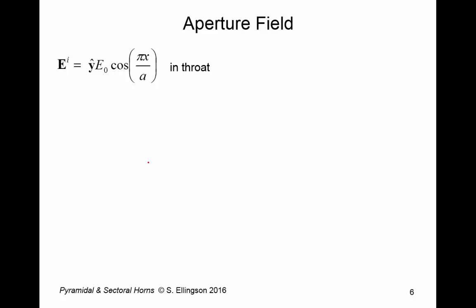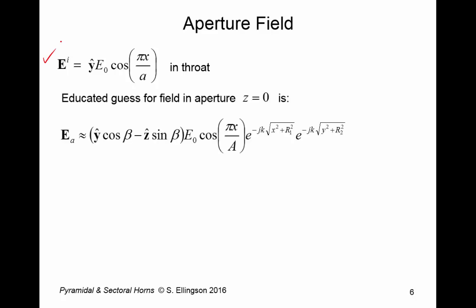So first we want the aperture field. This is the expression I just wrote down for the TE01 mode in the waveguide. An educated guess for the aperture field, that is the field at z equals 0, as I've defined the coordinate system here, is simply to extrapolate from the throat into the aperture. This is precisely the same thing we did for the H-plane sectoral horn, except now we're doing it in both the E and the H-plane, since they both flare.